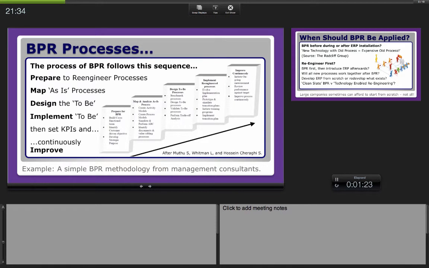We then implement the re-engineered processes with an implementation plan. We prototype them and simulate them in terms of transitioning to them, and then initiate training programs, and then implement the transition plan. And then from then on, it's a series of continuous improvement steps which we make to continue the re-engineering process on a continuous basis.